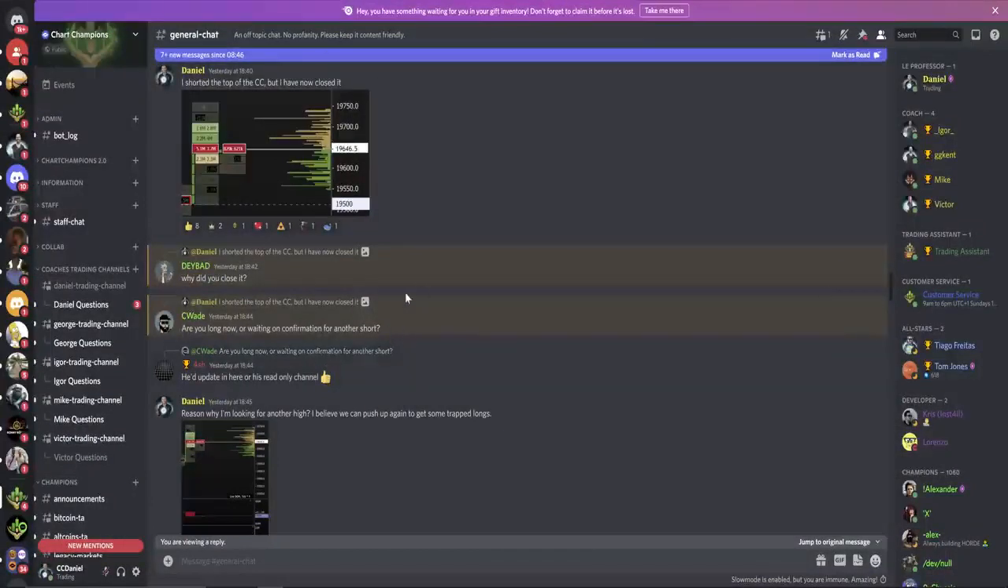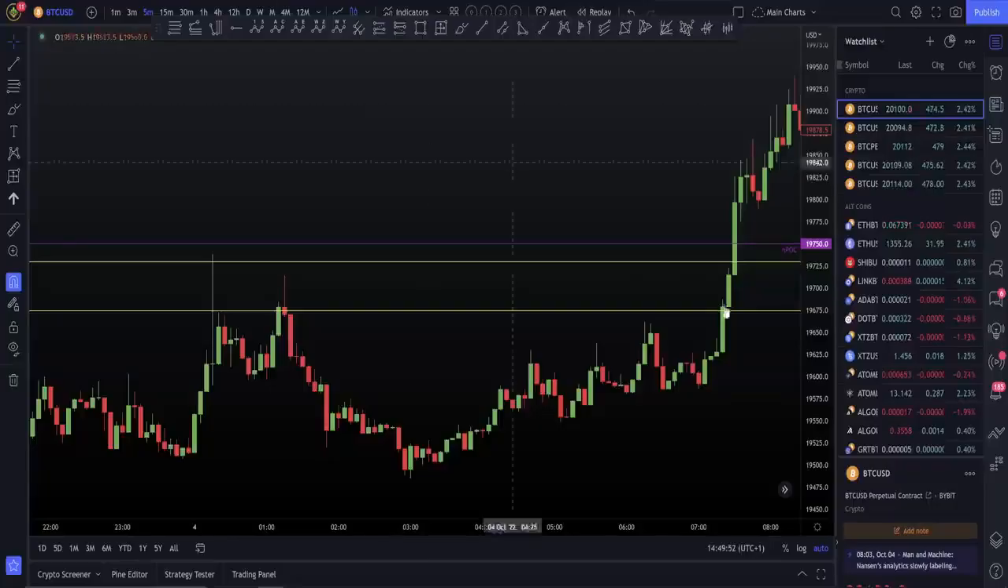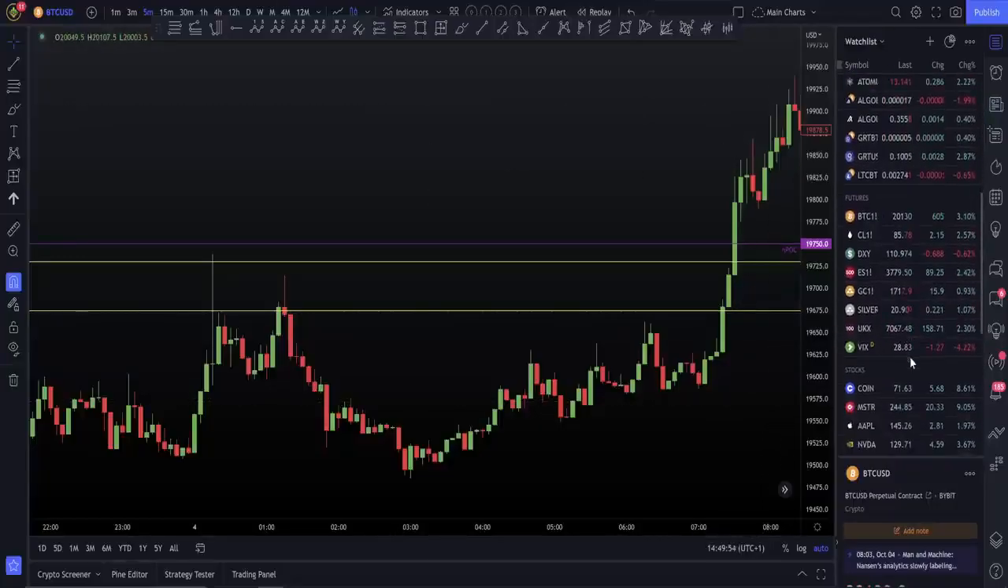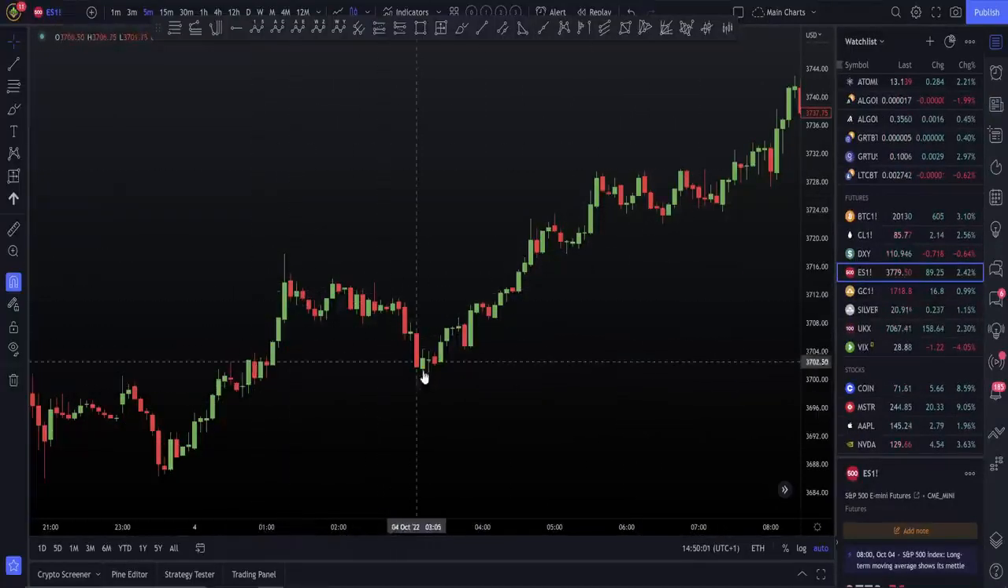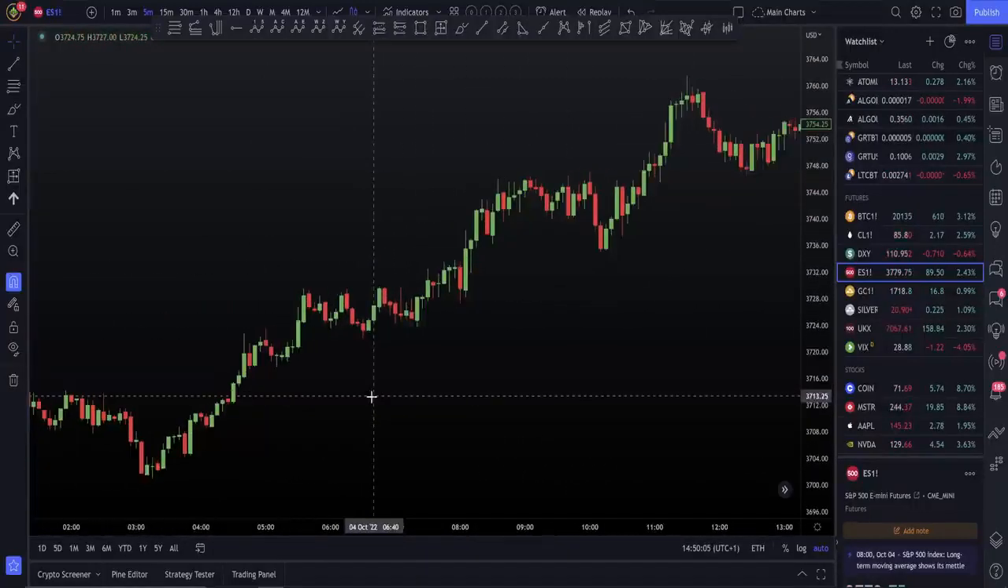And I'm going to give you another reason now why we were going to push higher. And that was because of the ES, right? The ES did show zero weakness. This has just been pushing up and pushing up and pushing up. This is when Bitcoin was hitting into the CC, right? But we got our bit of a pullback just like on Bitcoin and just massive continued strength.